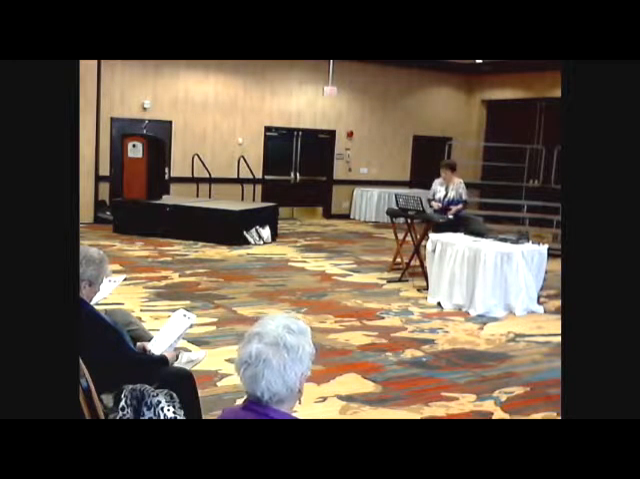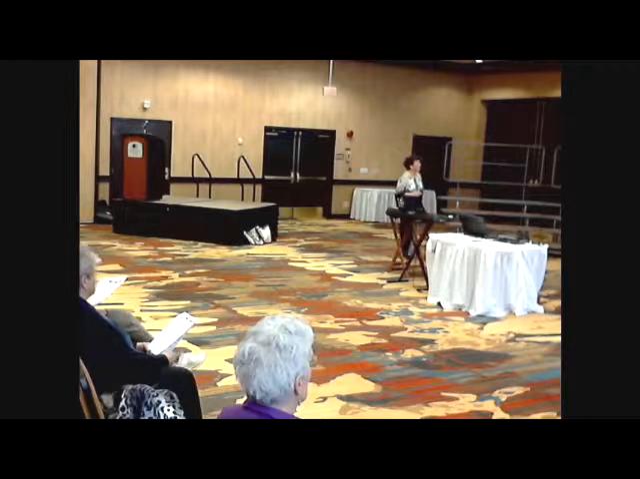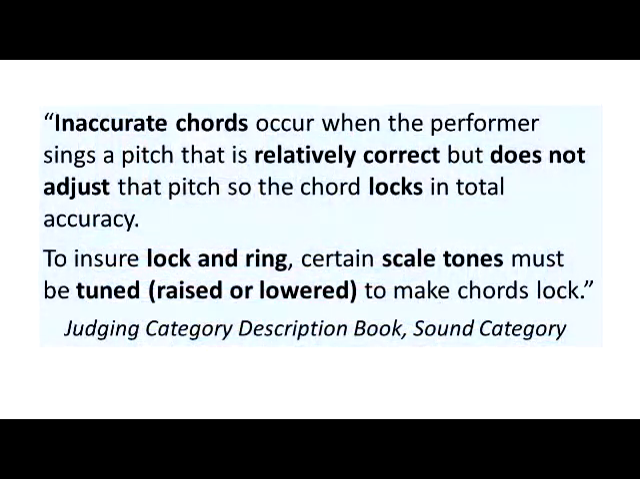Okay. So, why does all that matter? Again, back to the book. The judging category description book. Inaccurate chords occur when the performer sings a pitch that is relatively correct, like on the piano, but does not adjust that pitch so that the chord locks in total accuracy. To ensure lock and ring, certain scale tones must be tuned, raised or lowered, to make the chords lock. Okay? That's the principle of what I'm working with you on here today.